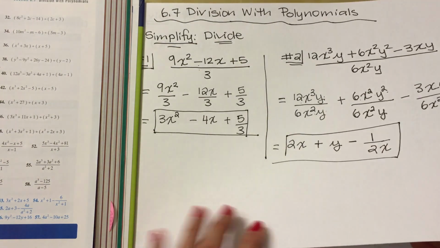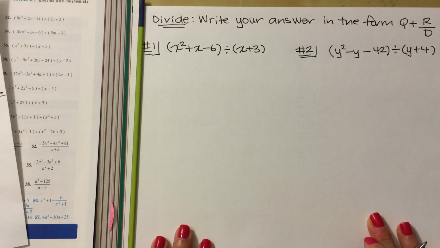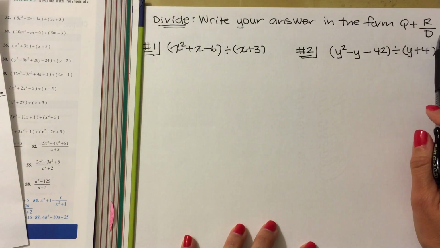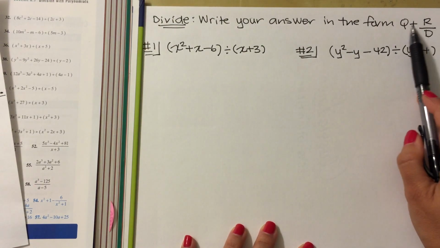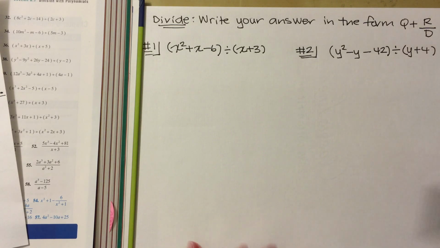Next, we have the second type of problem. The directions are a little bit different, so pay attention to the directions. They give you a clue that this is slightly different from the problem we just looked at. It says divide. Write your answer in the form Q plus R over D. What is Q? Q is your quotient. R is the remainder. D is what we are dividing by, the divisor.